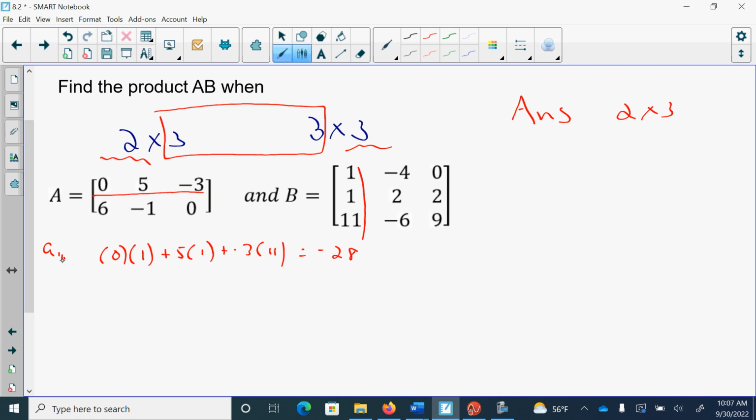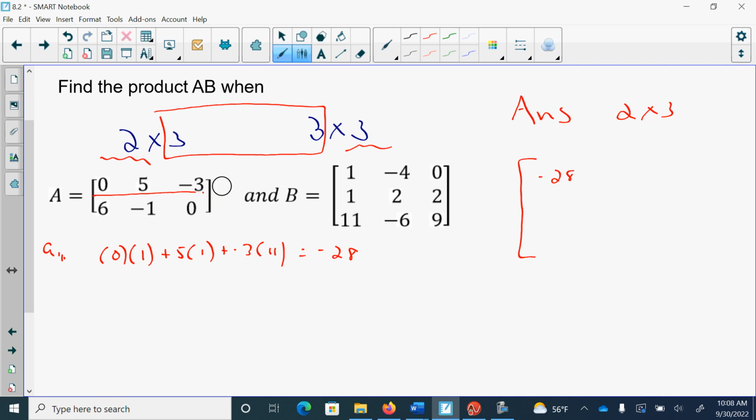So if I were forming my answers in row 1, column 1, I would write -28. I have to multiply row 1 by every single column. I have to multiply row 2 by every single column.